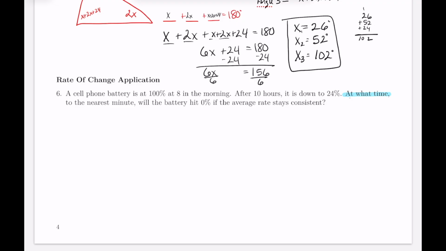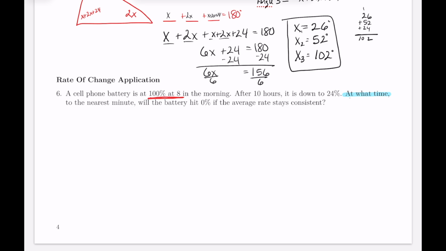Okay. Now, next thing we're going to look at here is we got to think of these almost like ordered pairs. So I have at 8 in the morning, it's 100%.